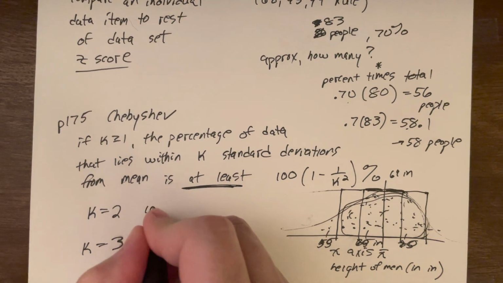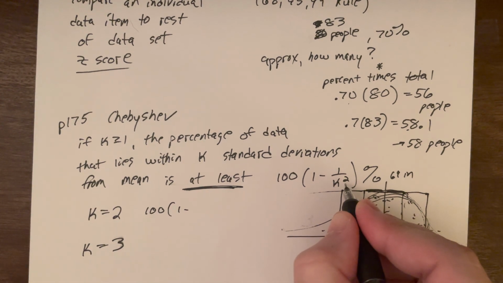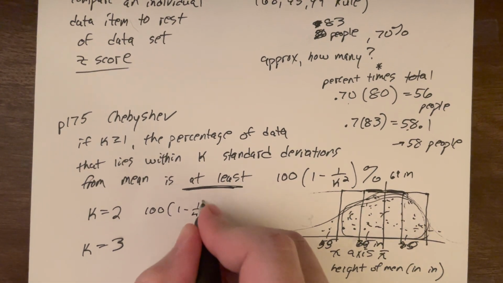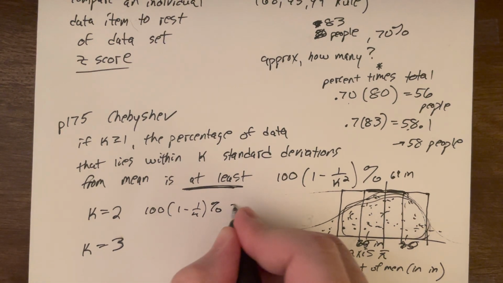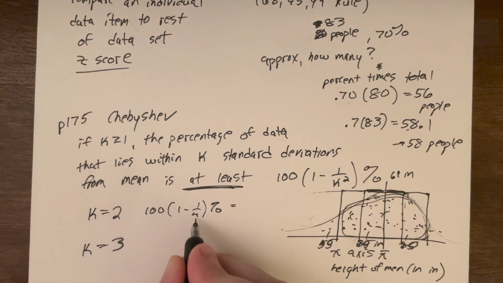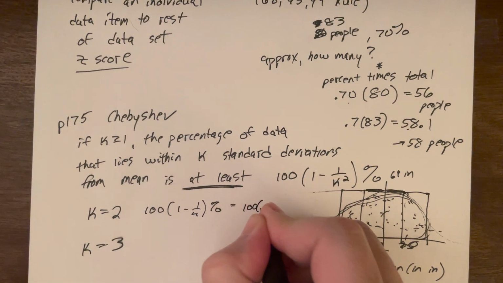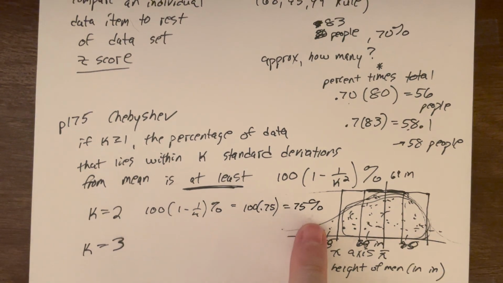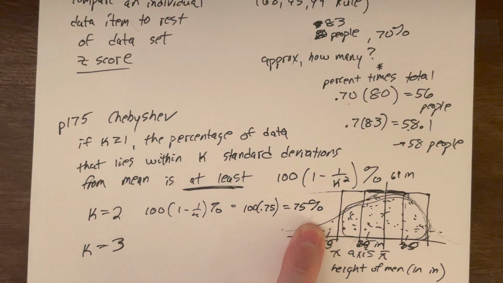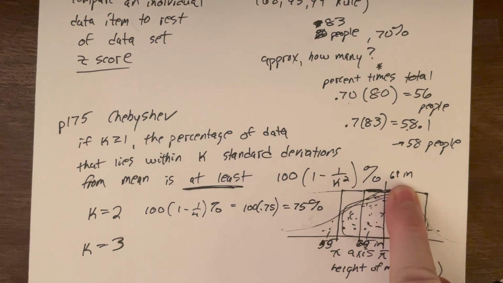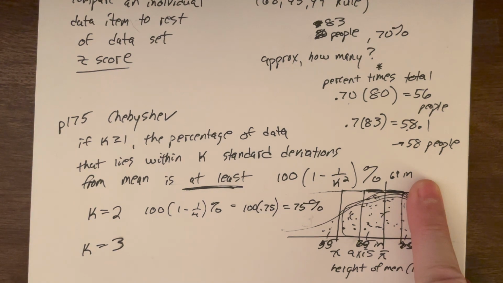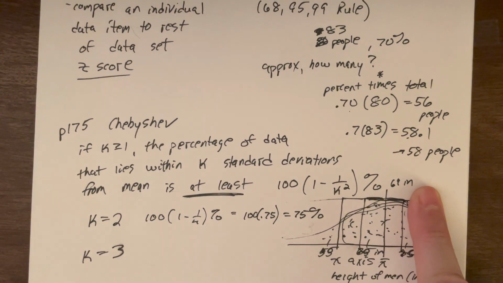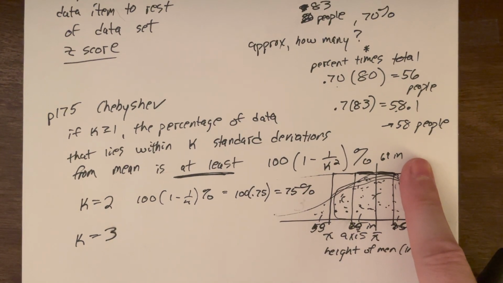So if k is 2, 2 squared would be 4. So this would be 1 minus 1/4 is 3/4, which is 0.75. So this would become 75%. So if I take the mean and the standard deviation, I didn't give you the standard deviation total here. Again, we'll get some actual practice with this in just a couple of minutes.